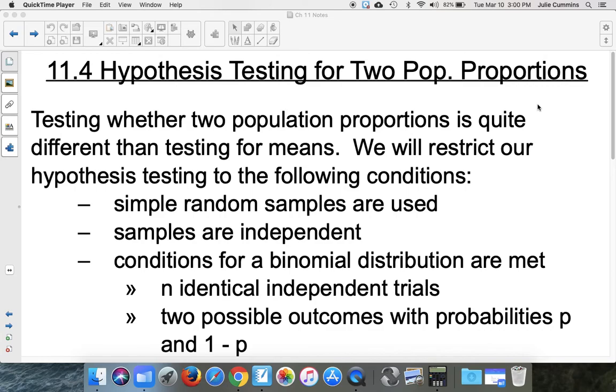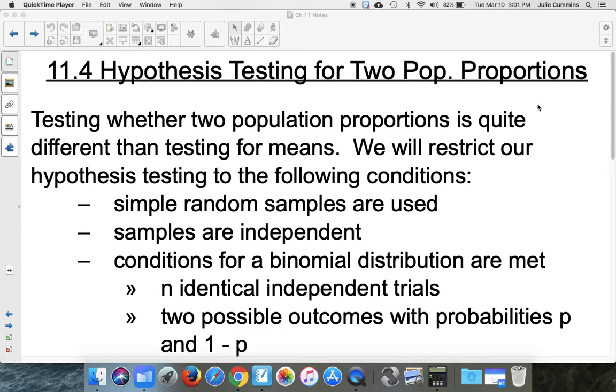In lesson 11.4, we're going to be talking about hypothesis testing for two population proportions. Everything that we've done so far in Chapter 11 has been about population means. So we've been comparing two population means, or we did a paired difference. That's what we saw in 11.3. Population proportions are quite a bit different, and so we're going to be pretty narrow in our focus.